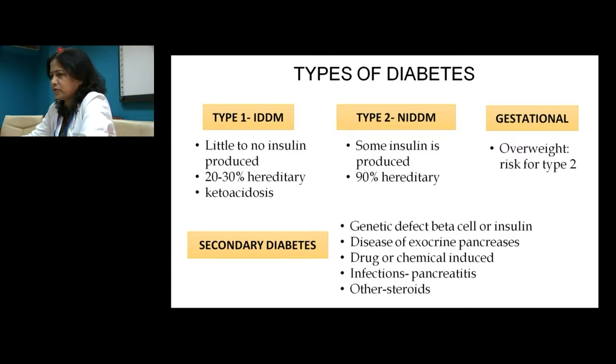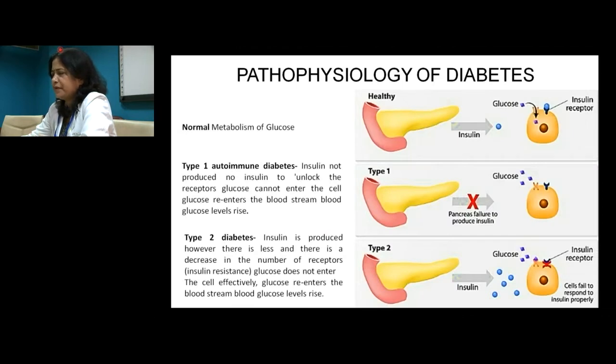Now comes the pathophysiology of diabetes. As you are seeing in the slide, the first picture shows the normal metabolism of glucose. Inside a healthy body, the pancreas secretes insulin, and that is properly absorbed by the cells.